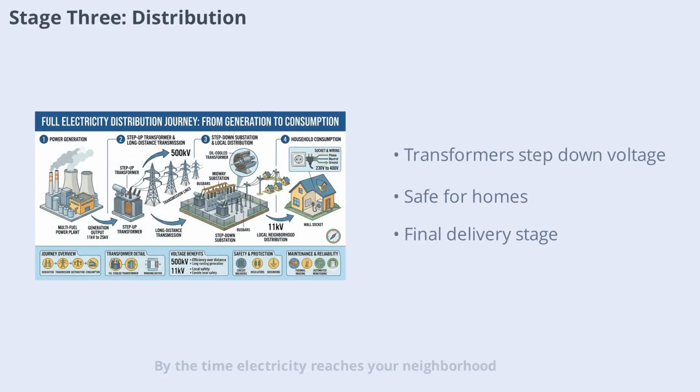By the time electricity reaches your neighborhood, it needs to be stepped down to a safe, usable voltage. This is the distribution stage. Transformers are used to decrease voltage levels, making electricity safe for homes and businesses. The journey typically involves several steps, from the power plant to high-voltage transmission, then to local distribution, and finally to your wall socket. Each step is carefully managed to ensure safety and reliability.